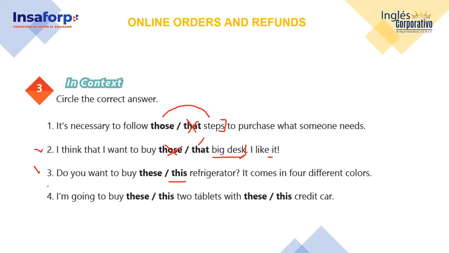Refrigerator. That's it. Yes, this is the one. Because this is not plural. This is singular. Do you want to buy this refrigerator? It comes in four different colors. Singular. Number four. I'm going to buy this credit card.